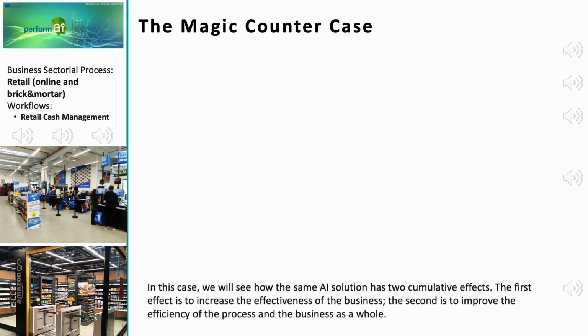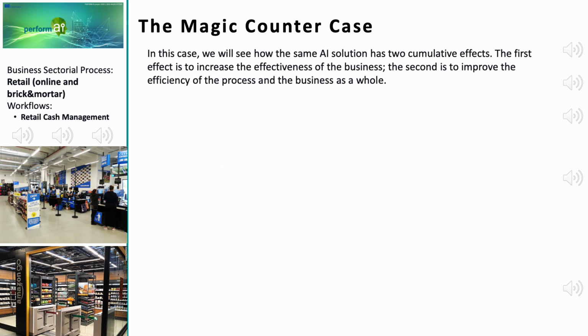In this case, we will see how the same AI solution has two cumulative effects. The first effect is to increase the effectiveness of the business, the second one is to improve the efficiency of the process and the business as a whole. The case to be reviewed is the following.